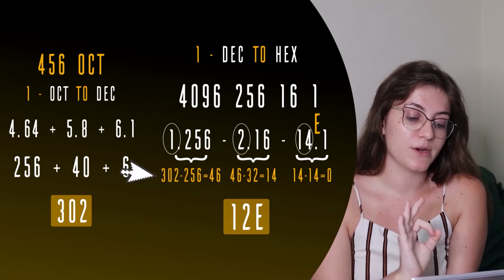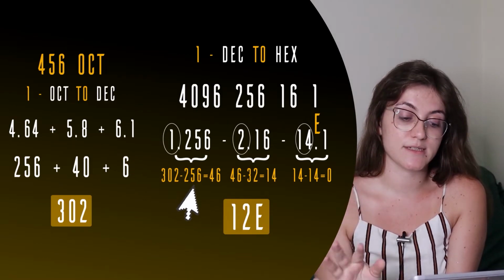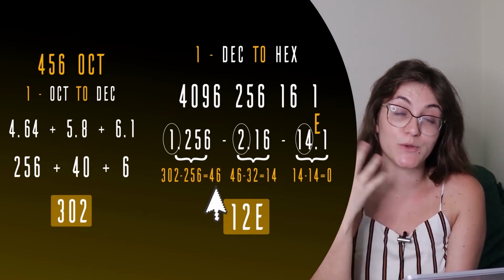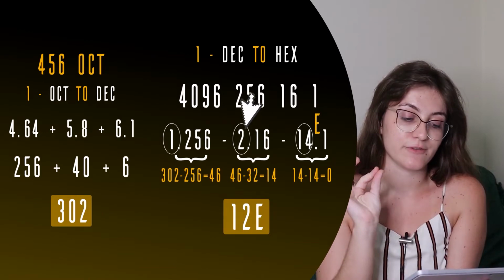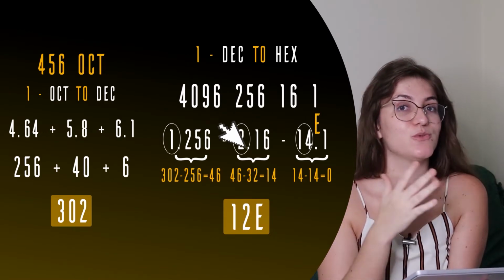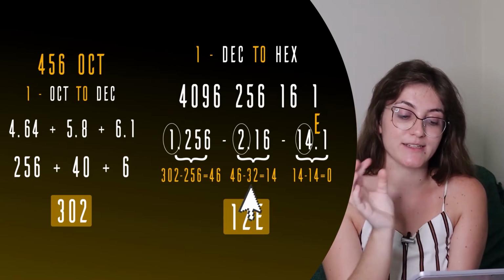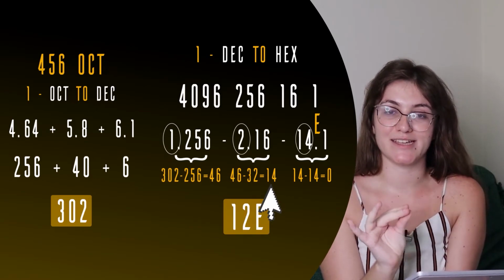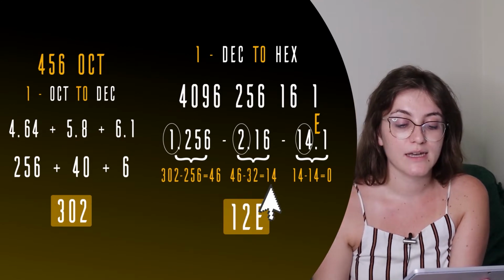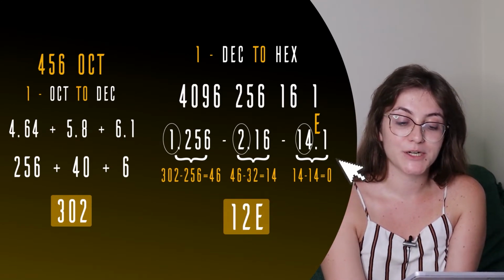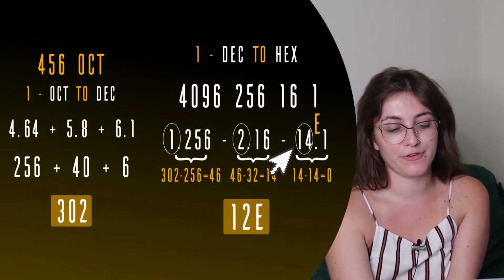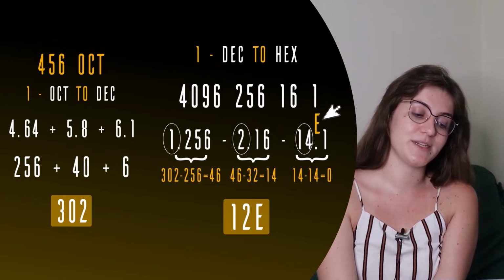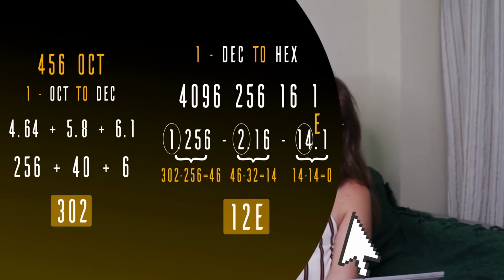And we're going to subtract 302 minus 256, and this will return us 46, okay? Now we're going to check the next number, so which number times 16 still fits 46? So this number is 2, 2 times 16 is 32, and then we're going to subtract 46 minus 32, and this will return us 14. So right now we know the second digit in hexadecimal. And finally, which number times 1 returns us 14, and this number is 14 itself, okay? But 14 doesn't exist as a digit in hexadecimal. 14 is represented by the letter E.